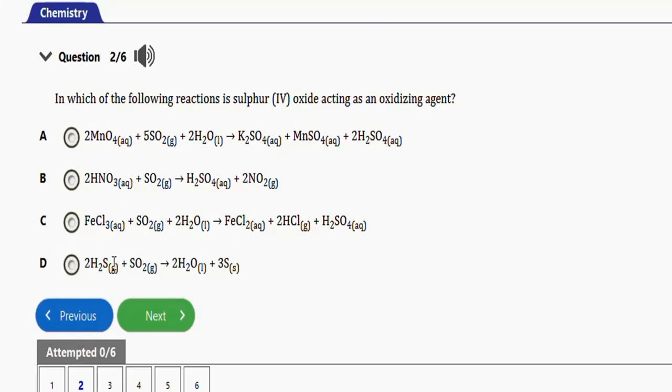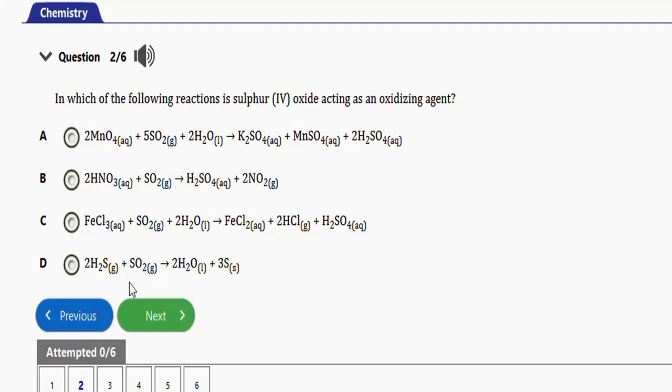The last option we have here, this hydrogen sulfide gas is being oxidized by sulfur oxide into 2 moles of water and 3 moles of sulfur. So the right option is option D. In this reaction below, sulfur oxide is acting as an oxidizing agent. So that's it for this question.